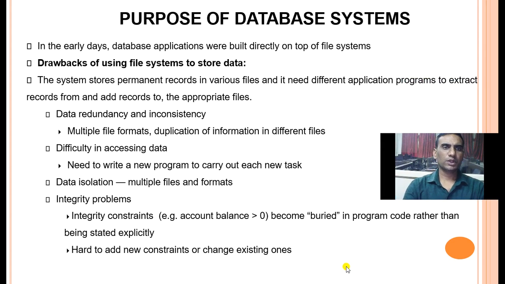So the next point is the drawback of using a file system to store the data. What are the drawbacks or disadvantages when we store our data in the file system? The system stores permanent records in various files and needs a different application program to extract a record from and add a record to the appropriate files. So whenever you want to extract a record from your file, at that time you have to write a separate program.